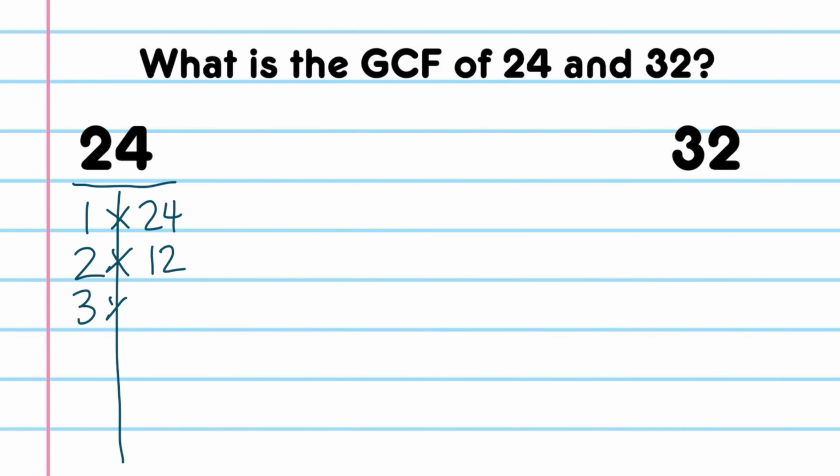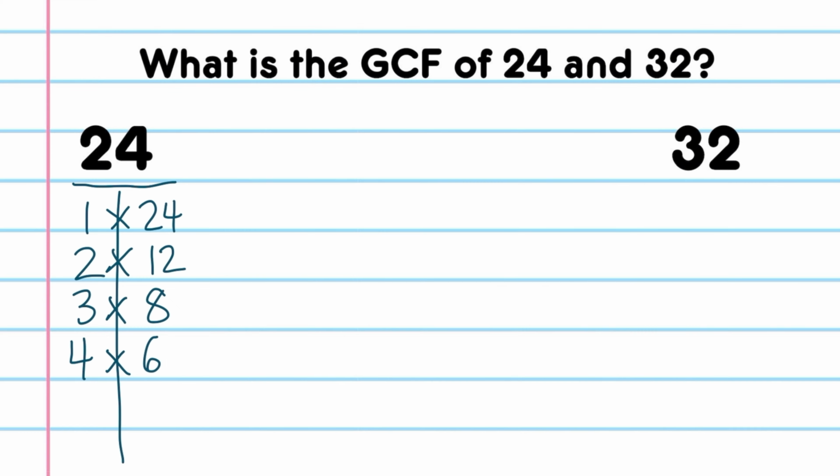3 times 8 is 24. 4 times 6 is 24. 5 doesn't go into 24, but 6, we've already written those factors, so we don't have to write it again. So we've listed all of the factors of 24.